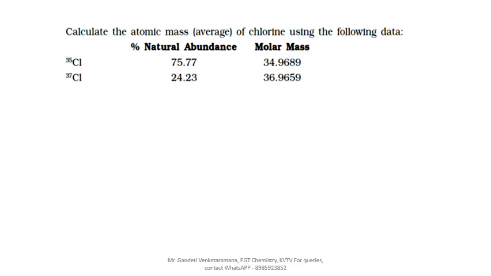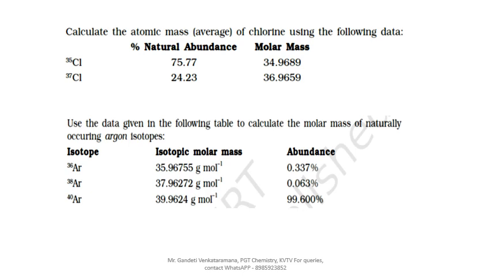Next one is homework for you. You are supposed to calculate. Next question: use the data given in the following table to calculate the molar mass of the naturally occurring argon isotopes. Same model, so you can solve on your own. Don't copy, try to solve the questions, then only you can get command over the subject. If you don't understand, you can contact me. It's not a problem, but try to understand.